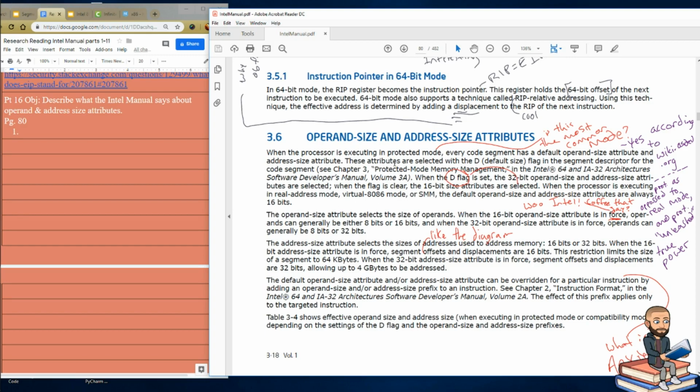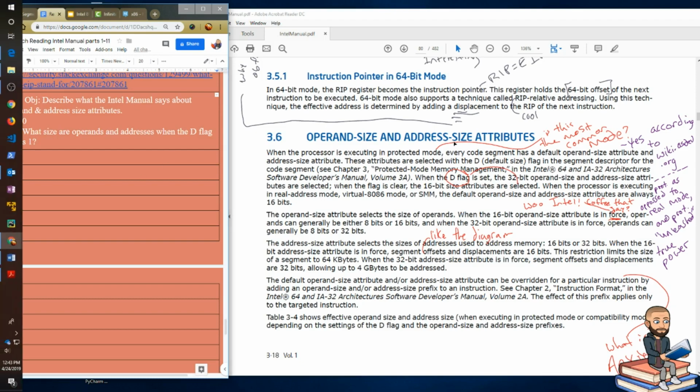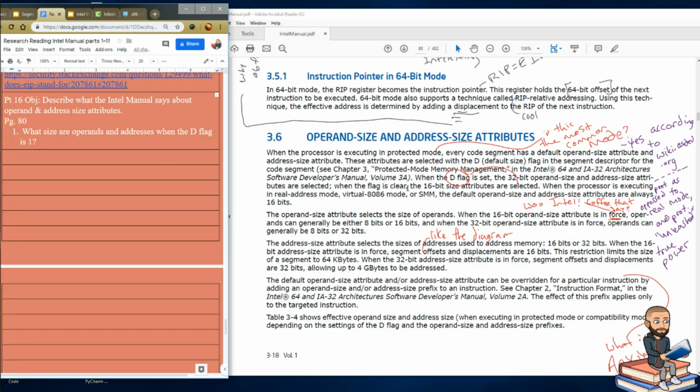To learn more, see Chapter 3, Protected Mode Memory Management. Now when the D flag is set, the 32-bit operand size and address size attribute are selected. So here's a good question. What size are operands and addresses when the D flag is 1?